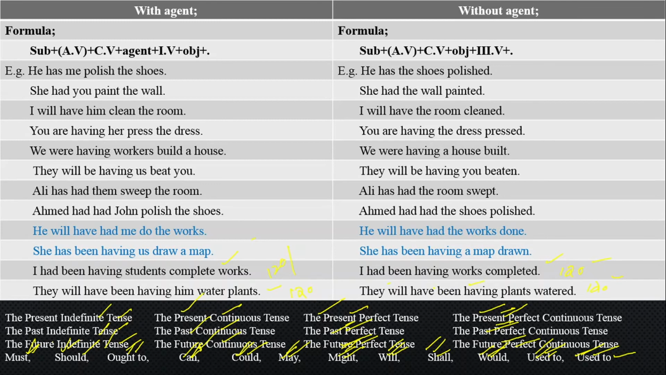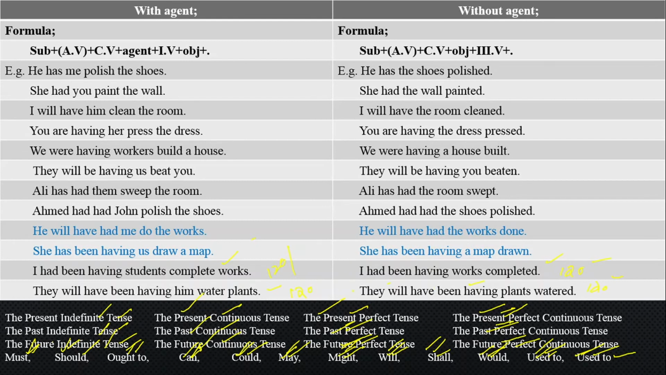Don't they have plants watered? They will have plants watered, they will not have plants watered. They had plants watered, they did not have plants watered. Did they have plants watered, did they not have plants watered? Didn't they have plants watered?